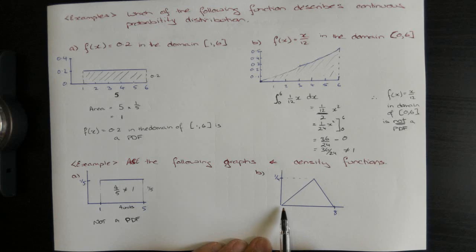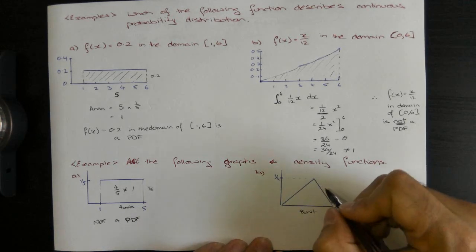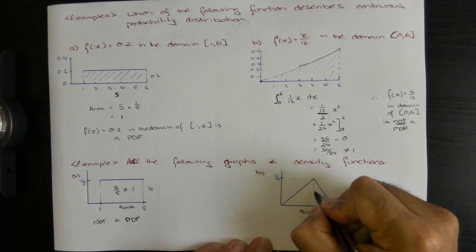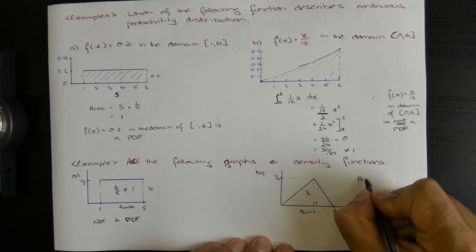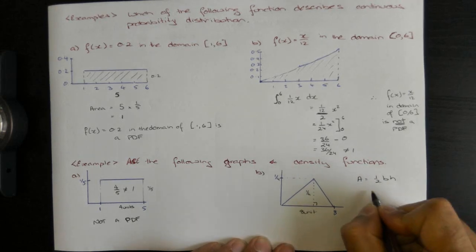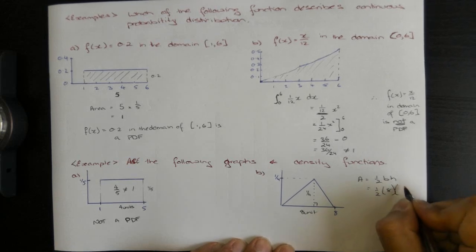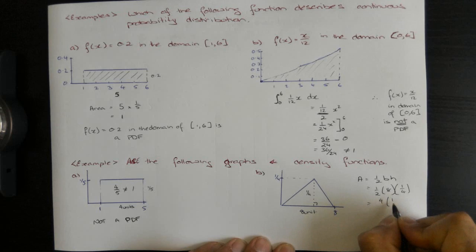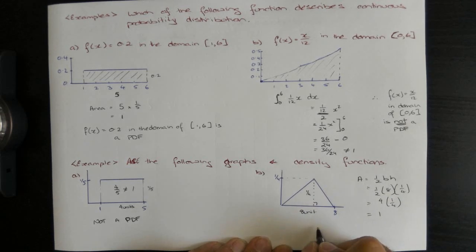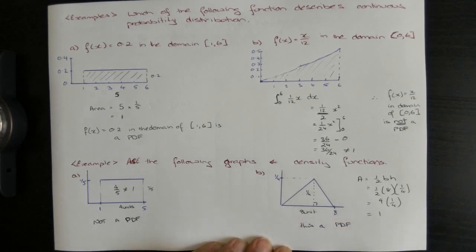This one, I've got a length of 8 units. It's not a rectangle, it's a triangle. So I've got a perpendicular height of 1/4. The area is 1/2 the base times the height. The base was 8 units and the height was 1/4. So 1/2 of 8 is 4, lots of 1/4, which does equal 1. So this is a density function.